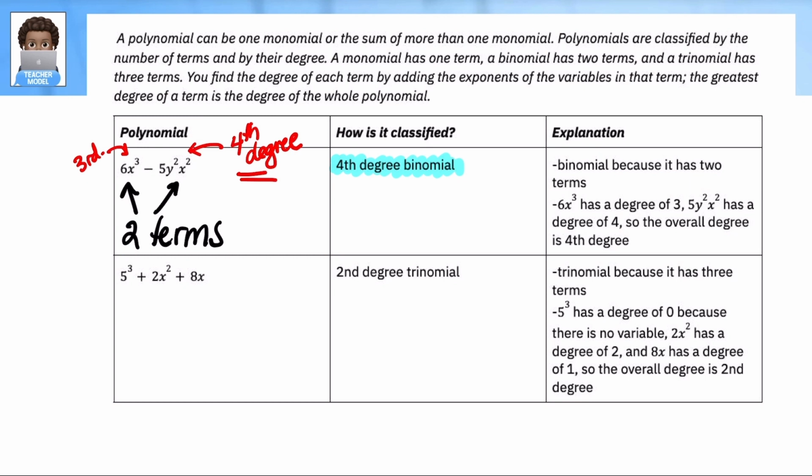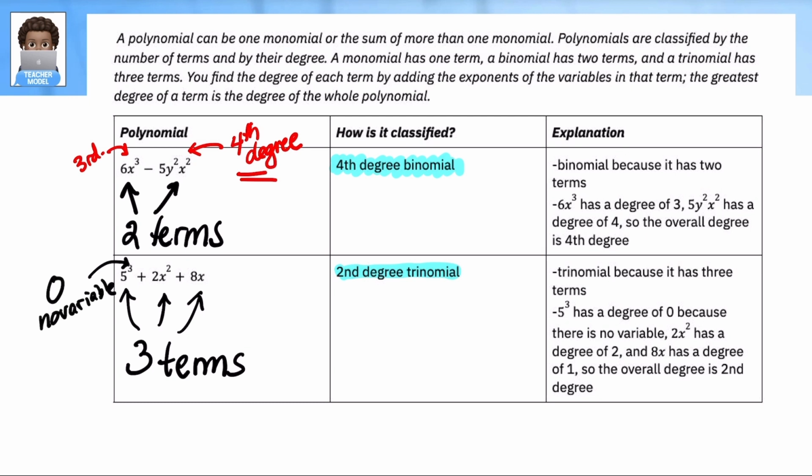In the second part, you have a second degree trinomial. So the trinomial makes a lot of sense because you can see the three terms here. 1, 2, 3 terms. And again, you're looking at the degrees on top. Now, this is again where you can get super tricky because at first I saw this 3 and I was like, well, isn't that a third degree? No, it is not, because there is no variable. Okay, so that one gets tricky.